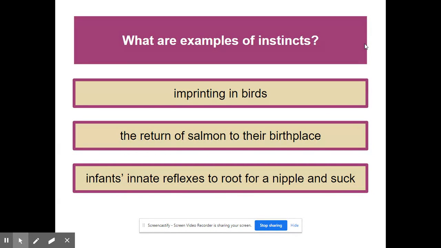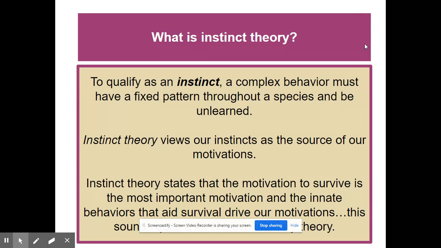So, do humans, like animals, exhibit learned patterns? Yes, infants have innate reflexes and they root and they suck. So, what is the instinct theory? Well, first of all, instinct theory fails to explain human motives. It assumes that there's some underlying motive or drive. Okay, instinct theory views our instincts as a source of our motivations. Motivation to survive is the most important of these innate behaviors. It is a survival drive to our motivations.